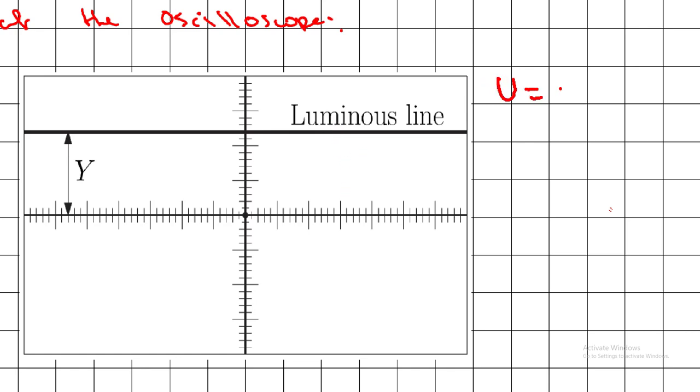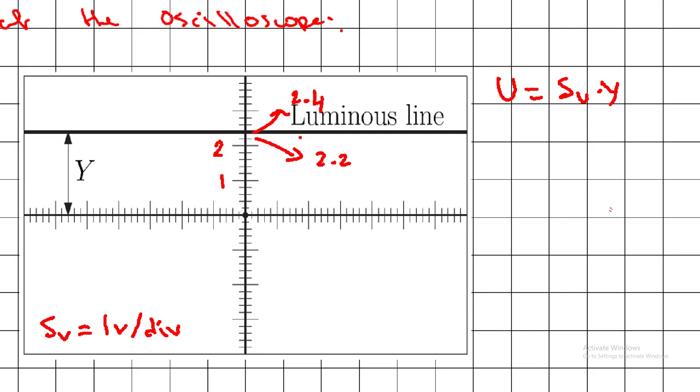Now, we can use the formula U is equal to SV multiplied by Y in order to measure the voltage indicated by the oscilloscope. So, SV is always given, for example, let's consider it in this case to be 1 volt per division. Now, we can count the number of divisions displaced by the luminous line. So, each division is given by 1. So, this is 2. And recall that each subdivision represents 0.2. So this is 1.2, 1.4, 1.6, 1.8 in order to reach 2. Okay? So in this case, this is 2.2 and this is 2.4. So the luminous line is displaced 2.4 divisions upward. So this is equal to 1, because the luminous line is displaced upward, so Y is positive, multiplied by 2.4, so the oscilloscope measures 2.4 volts in this case.